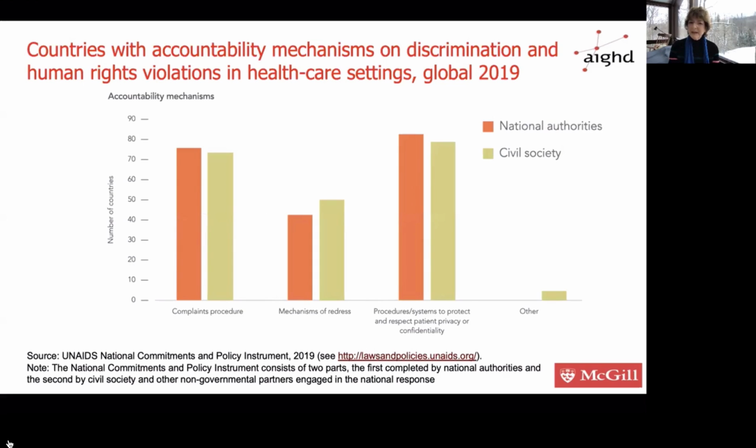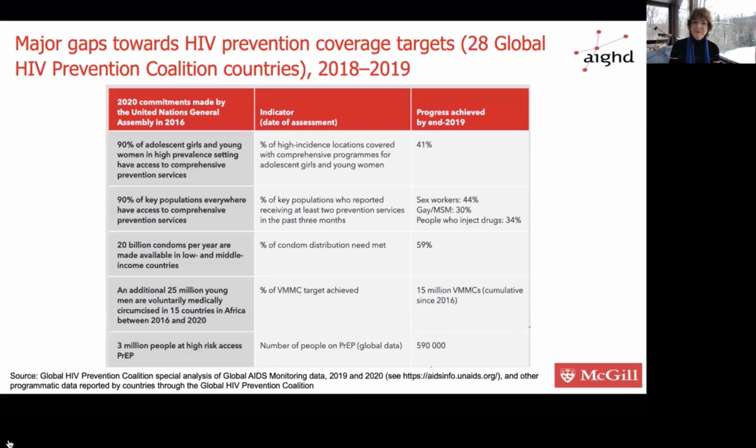Another indicator to look at are the countries with accountability mechanisms on discrimination and human rights violations in healthcare settings. Now, interestingly, national authorities and civil society agree on the reporting for complaints procedures, mechanisms of redress, procedures and systems to protect and respect patient privacy or confidentiality. However, there are differences in terms of the barriers to actually using these mechanisms. Barriers that are due to cost, lack of knowledge about the mechanisms, and lack of HIV sensitivity.